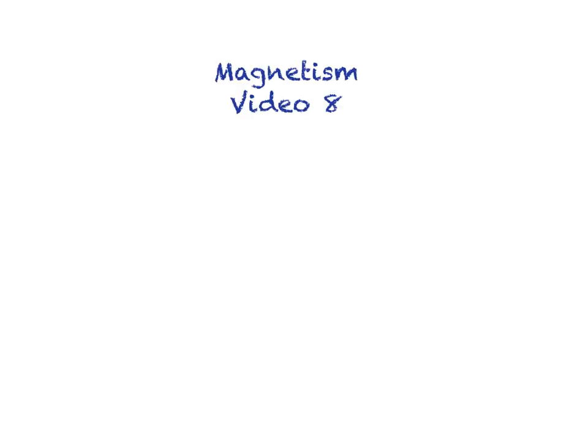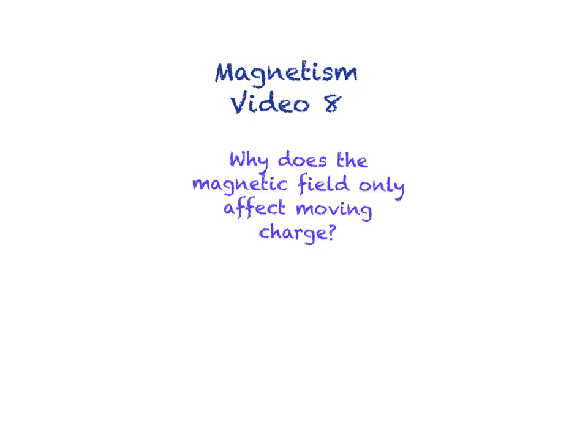In this video, we're going to take a look at starting to answer the question, why does a magnetic field affect a moving charged particle or a current carrying wire? Why is it only when it's moving that it's affected rather than a static electric charge? So let's get into it.